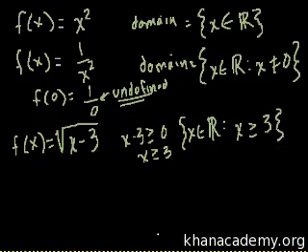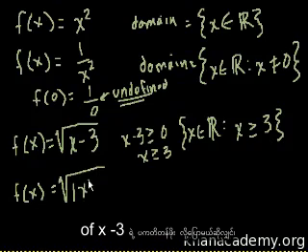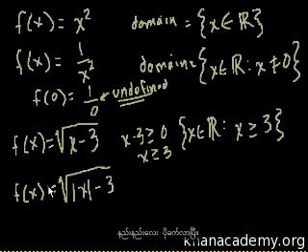Bam. Let's do a slightly more difficult one. What if I said f of x is equal to the square root of the absolute value of x minus 3. So now it's getting a little bit more complicated.